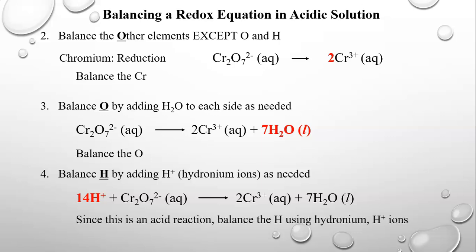Since this is an acid reaction, balance H using hydronium ions. In a basic reaction, if there's a slight difference, you would use hydroxide ions, but we won't talk about that today. That's a little too much information for one lesson, so we're just going to go ahead and do the acidic solution here.